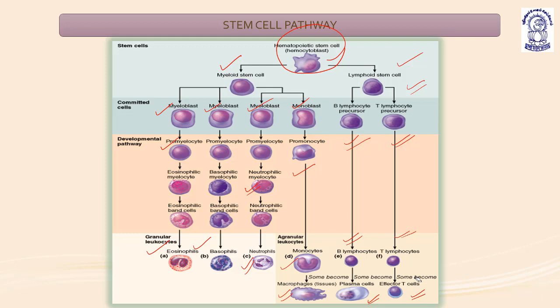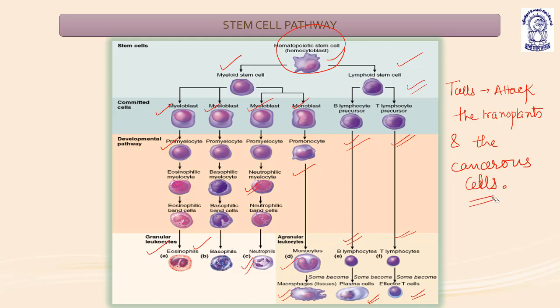Now, T cells don't release antibodies, but they attack the antigens. And that is why they also attack the transplants and the cancerous cells. So T cells attack the graft or the transplants and the cancerous cells. Okay. Understood?